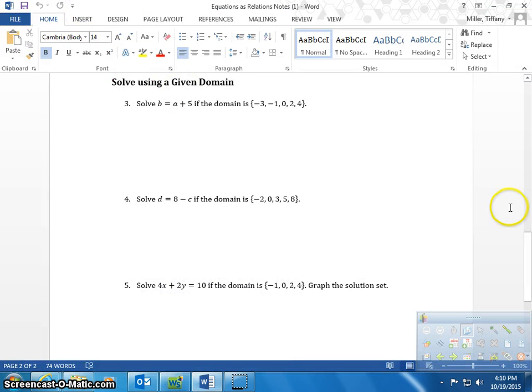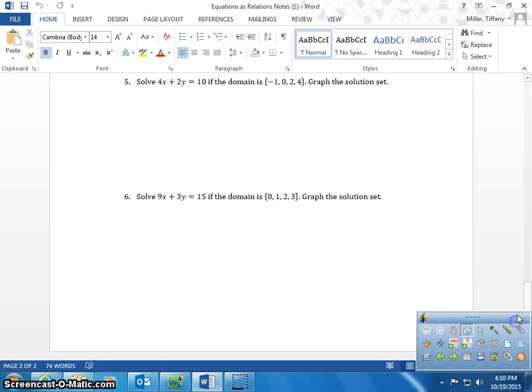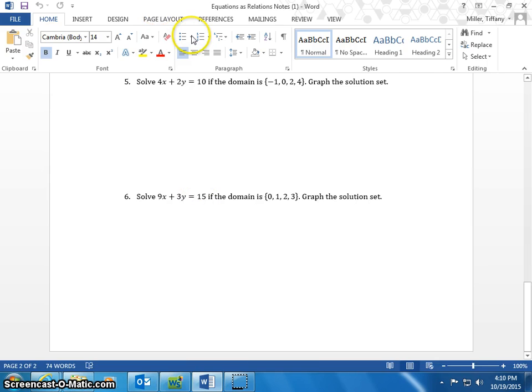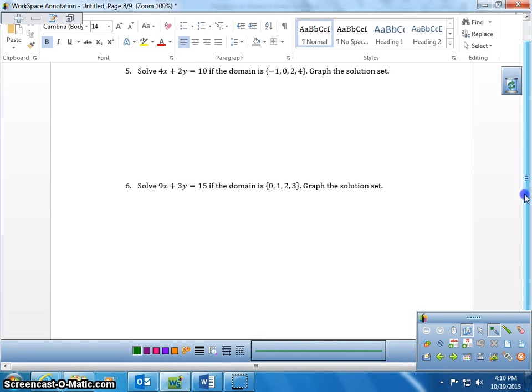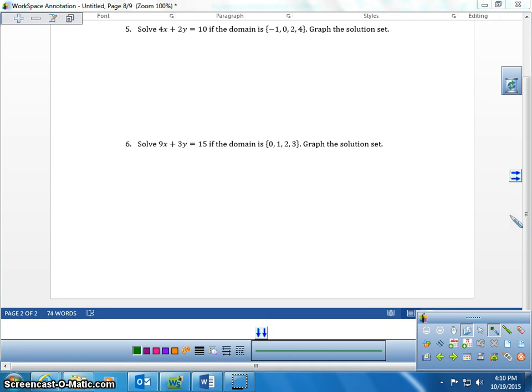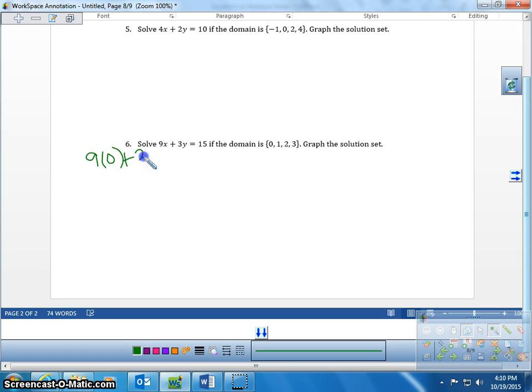And we got one more to do. So our last one is 9x plus 3y is equal to 15. If the domain is 0, 1, 2, and 3, graph the solution set. So let's plug in 0. So 9 times 0 plus 3y is equal to 15. Anything times 0 is 0. So 3y is equal to 15. Divide, y is equal to 5. So my first ordered pair is 0, 5.